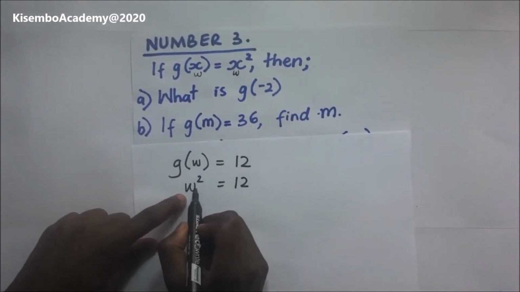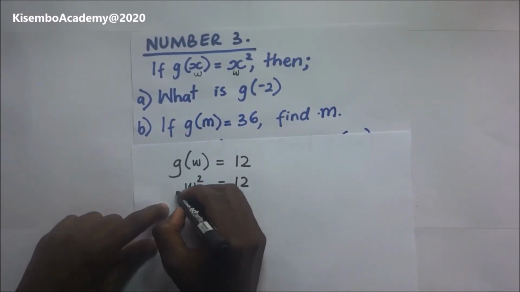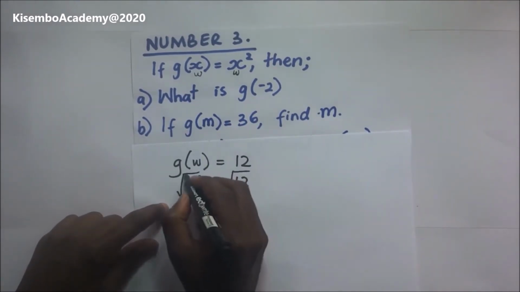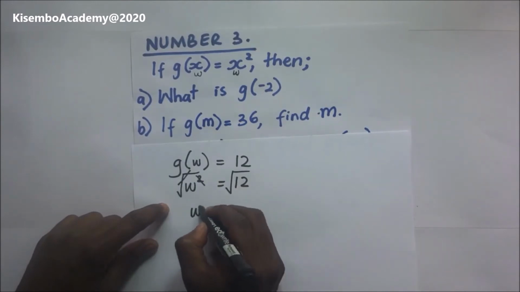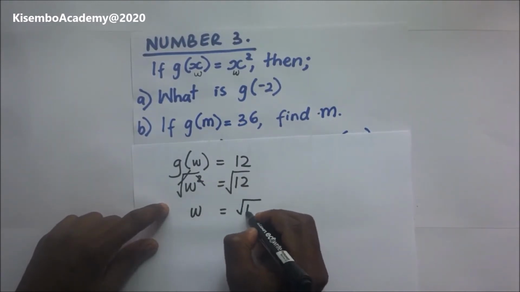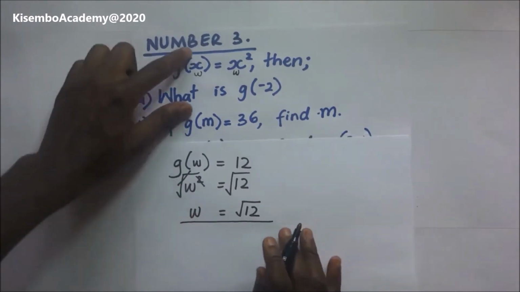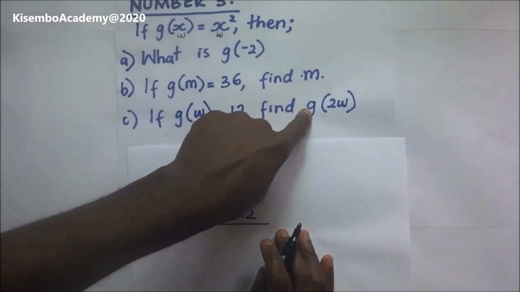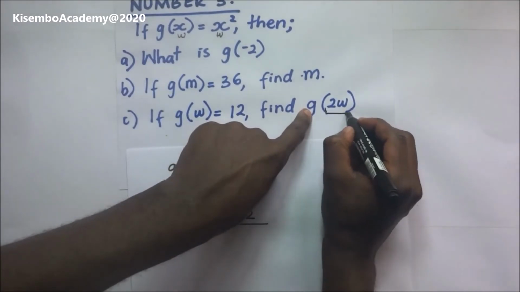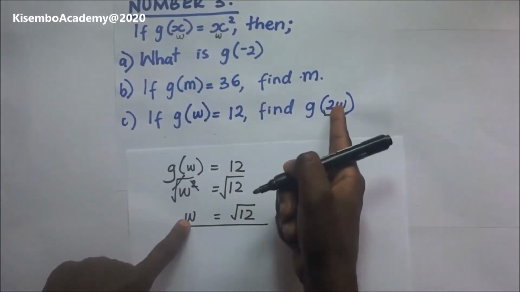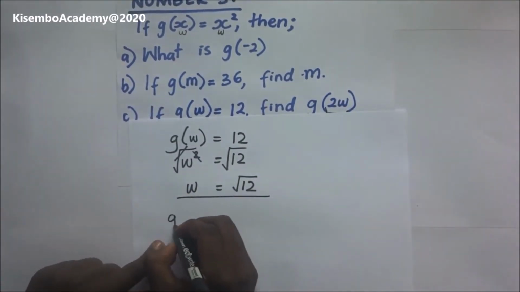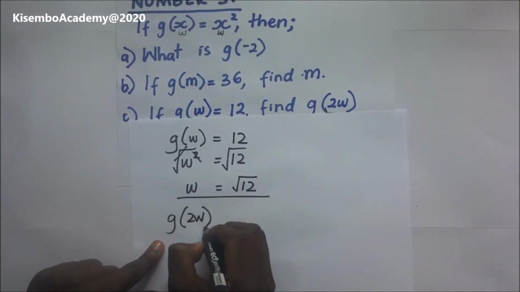To get the value of w, we find the square root on both sides, so this goes with that, and w is the square root of 12. Now we have the value of w. But the question requires us to find g of 2w. So we go ahead and substitute that. What is g of 2w?